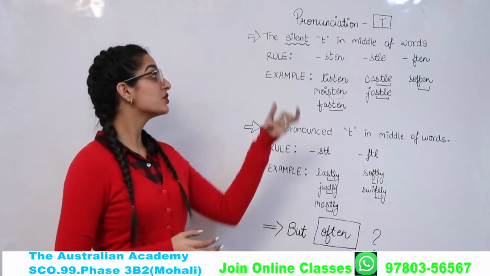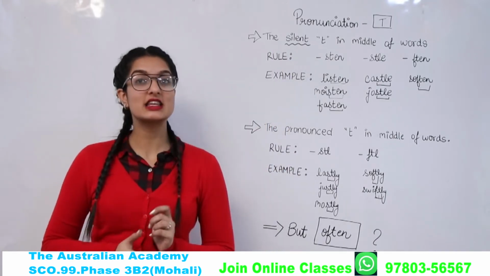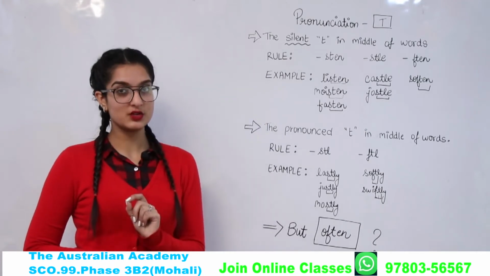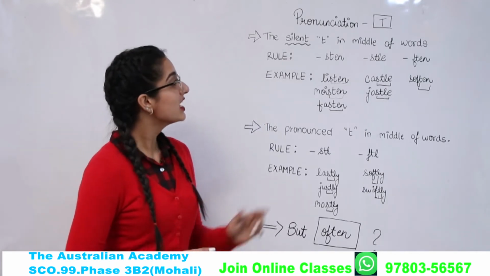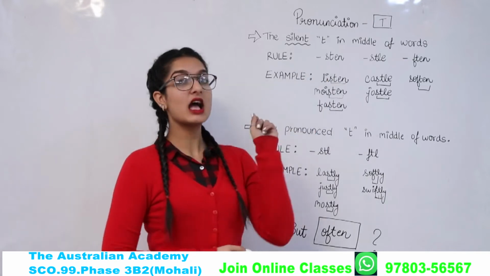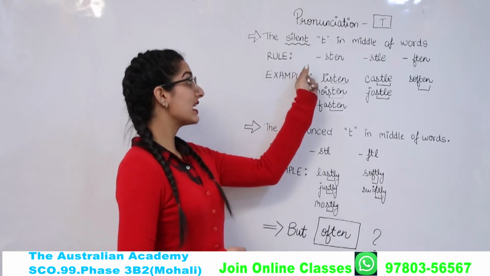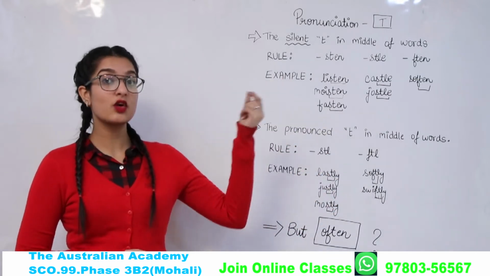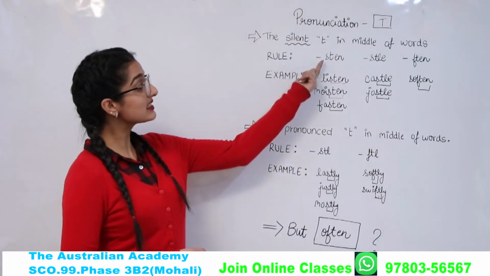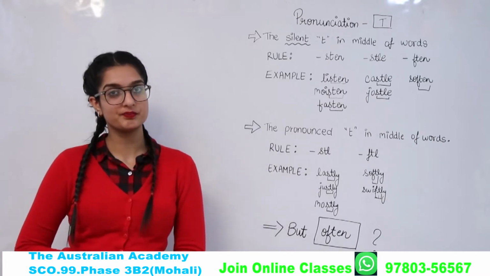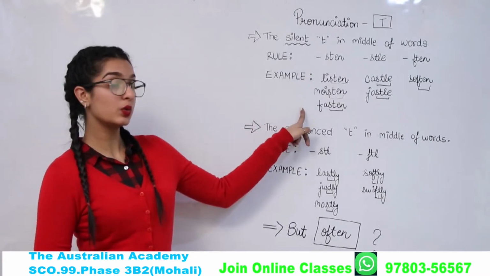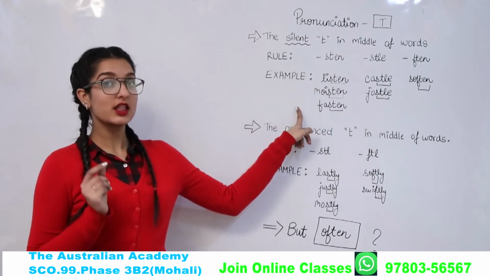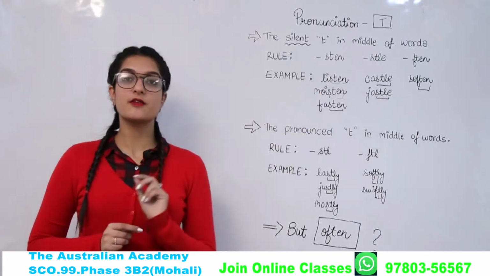When it comes to keeping the T silent in the middle of a word, we have 3 golden rules for it, which you will have to memorize. The first rule is if the word has the alphabets STEN in an order. If you find these alphabets in an order in a word, that means the T here needs to be silent. For example, we have words such as listen, T is silent, moisten, T still being silent, and fasten.